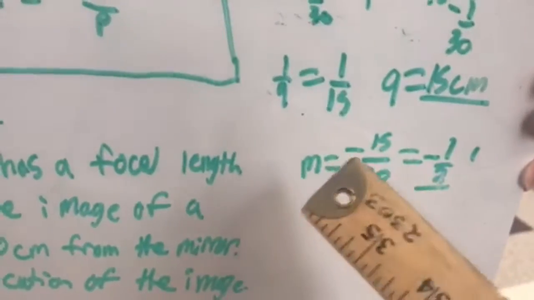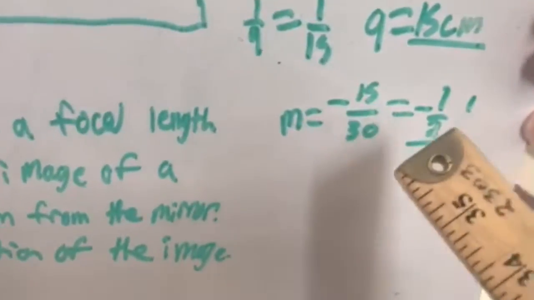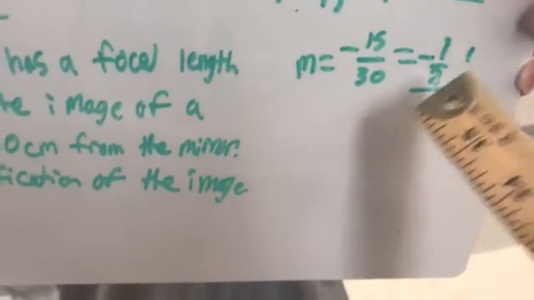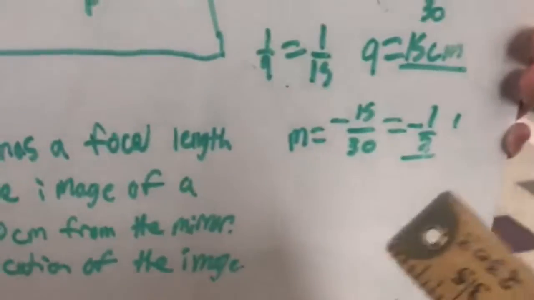And to find the magnification, we simply take our image distance and divide it by our object distance. It's pretty dummy proof, and you get that answer. And there is no unit for magnification, should be clarified.